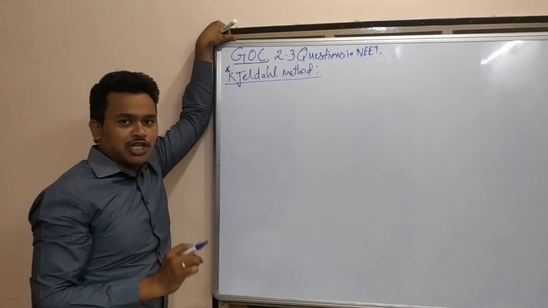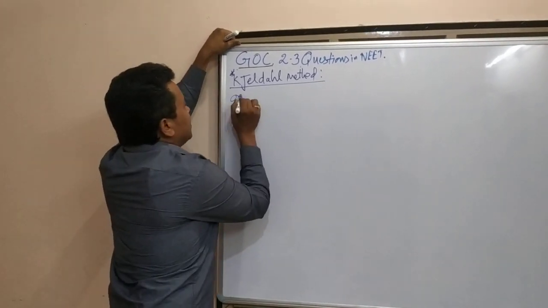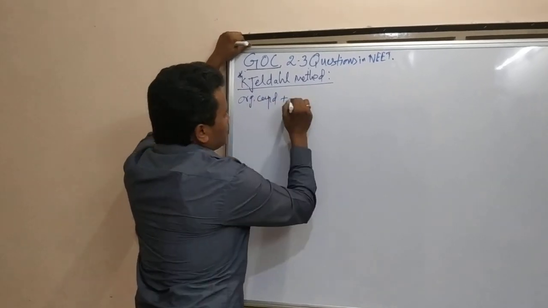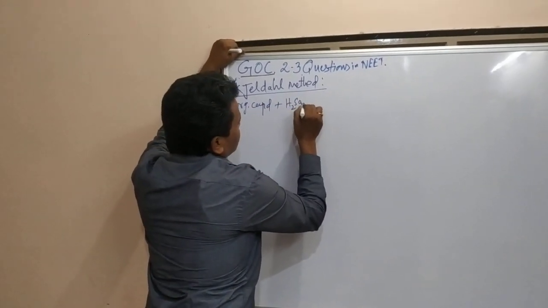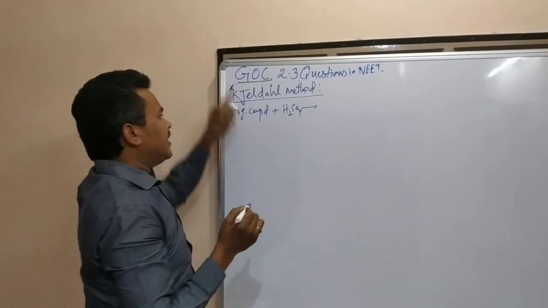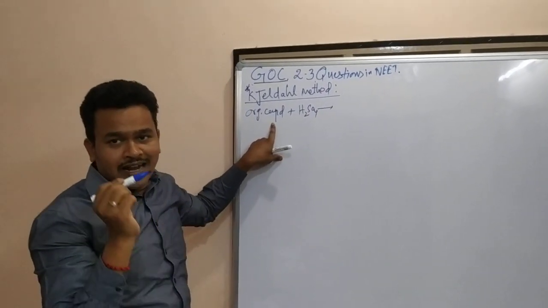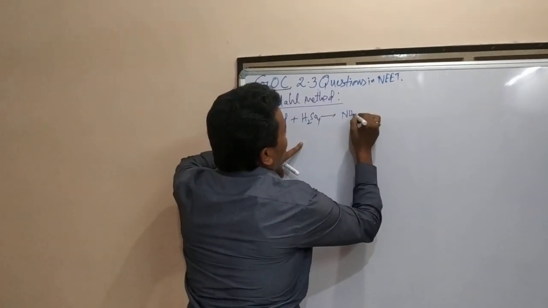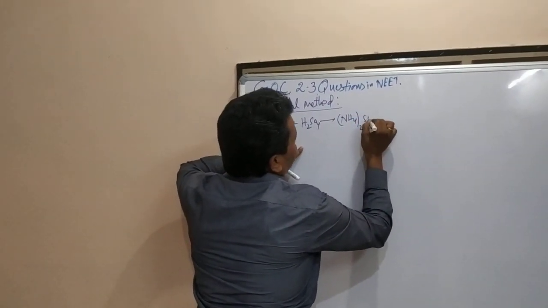I want nitrogen. Some organic compound will be there. Listen carefully. The organic compound is going to react with sulfuric acid. In that organic compound, nitrogen is there, and that nitrogen is going to react with this one. What is it doing? It is giving some ammonium sulfate.